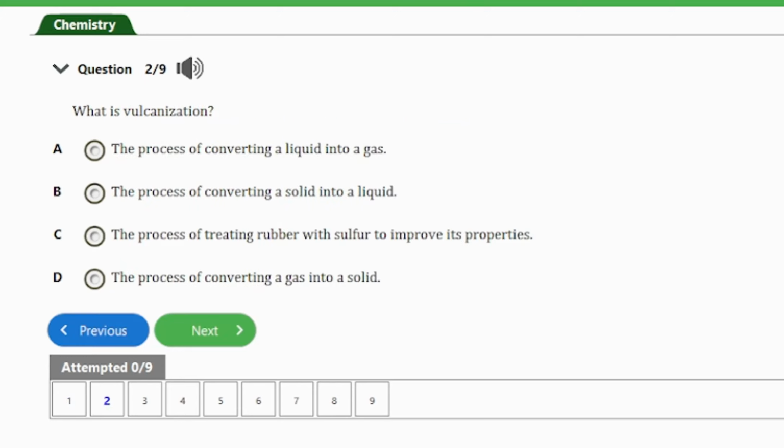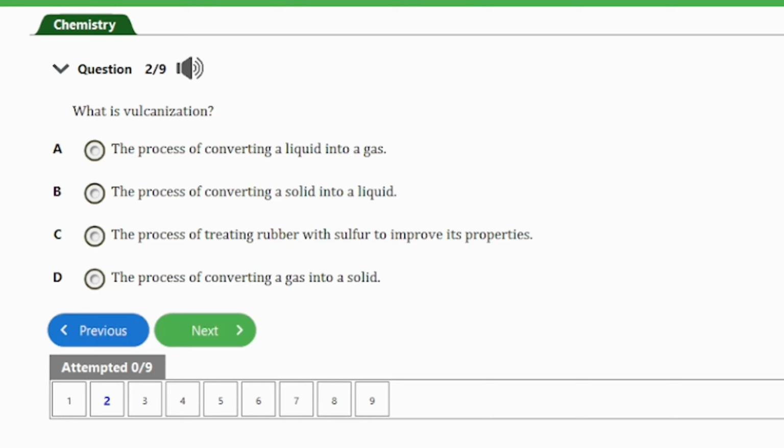So let's consider the next question. Question number 2, it says, what is vulcanization? A, the process of converting a liquid into a gas. B, the process of converting a solid into a liquid. C, the process of treating rubber with sulfur to improve its properties. D, the process of converting a gas into a solid.